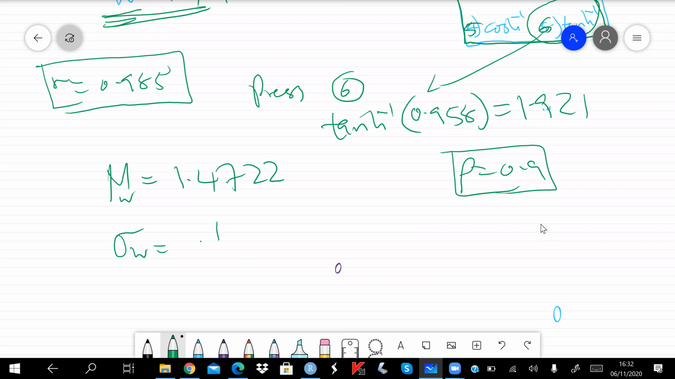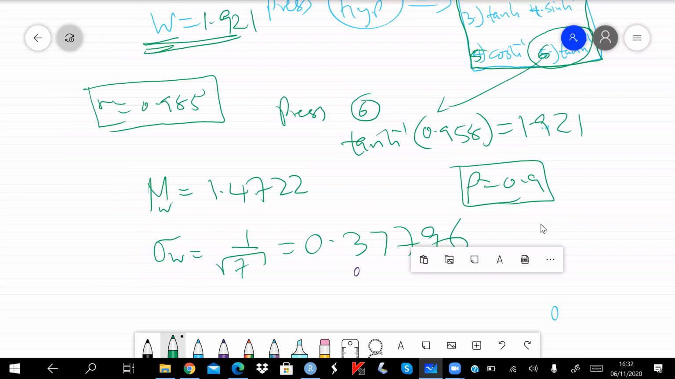Then sigma, we know it is 1 divided by the square root of n minus 3. So this will be 1 over the square root of 10 minus 3, which is 7, so we'll get 0.3779 something. Okay, so those are the values that we need in order to test the hypothesis in question.